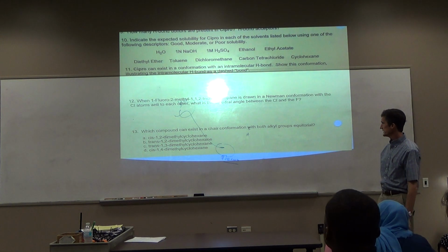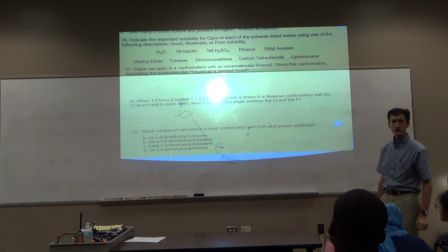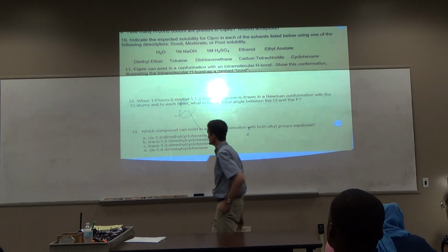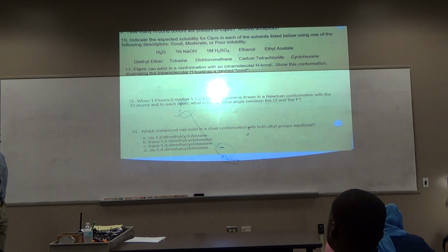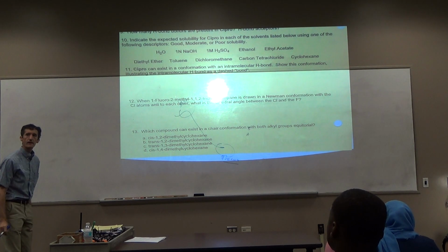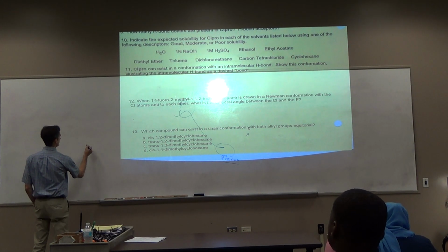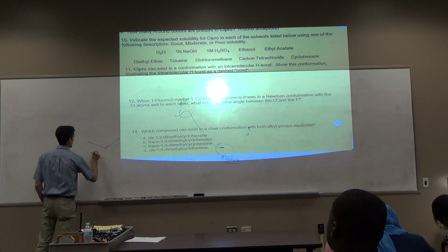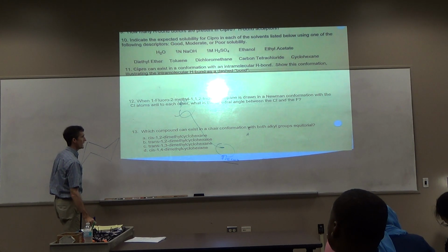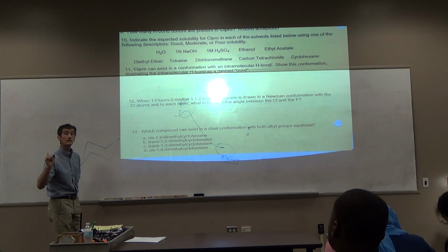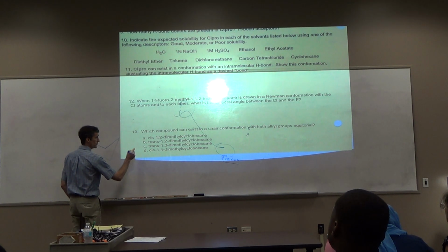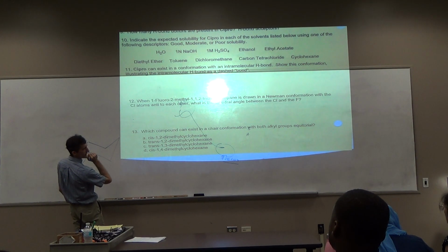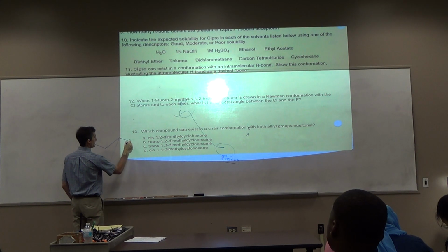Which compound can exist in a chair conformation with both alkyl groups equatorial? C. B. Do we get an answer? B. B as in boy? Yes. B, trans 1,2-dimethyl, both equatorial. Put one methyl here.